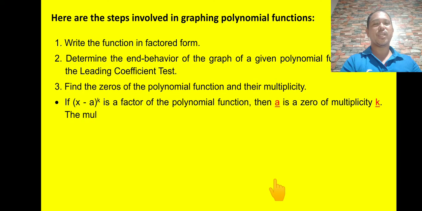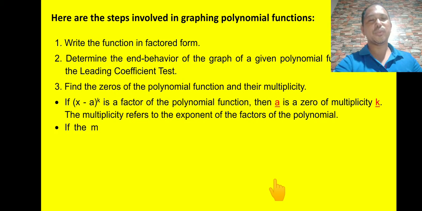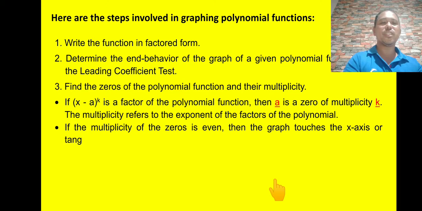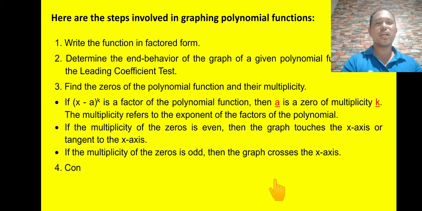If x minus a to the exponent of k is a factor of the polynomial function, then a is a zero with multiplicity k. The multiplicity refers to the exponent of the factors of the polynomial. If the multiplicity of the zero is even, the graph touches the x-axis or is tangent to the x-axis. If the multiplicity of the zero is odd, the graph crosses the x-axis.